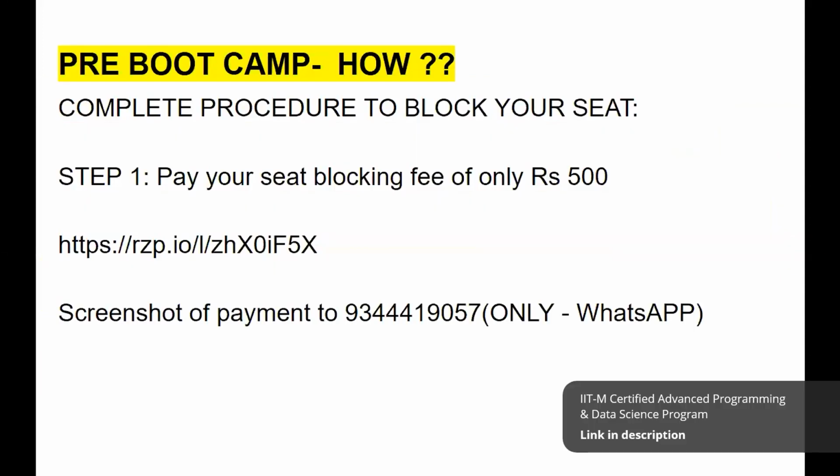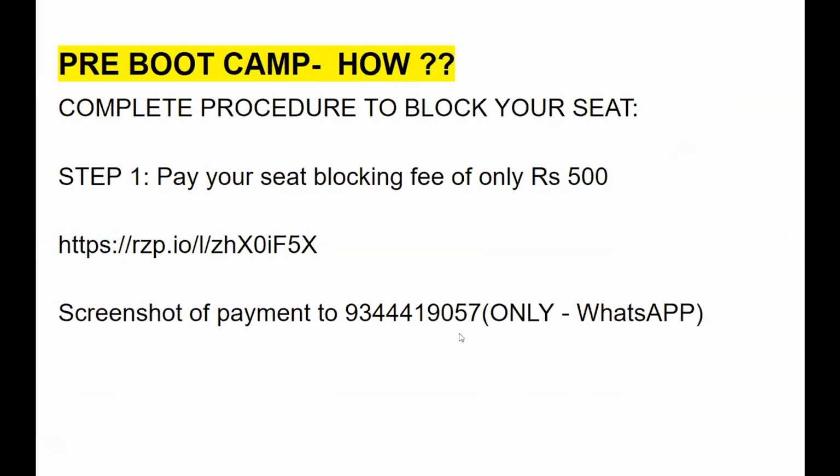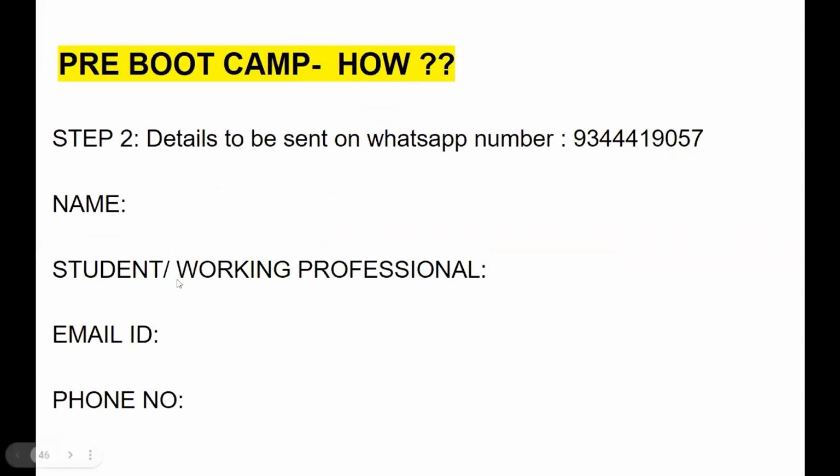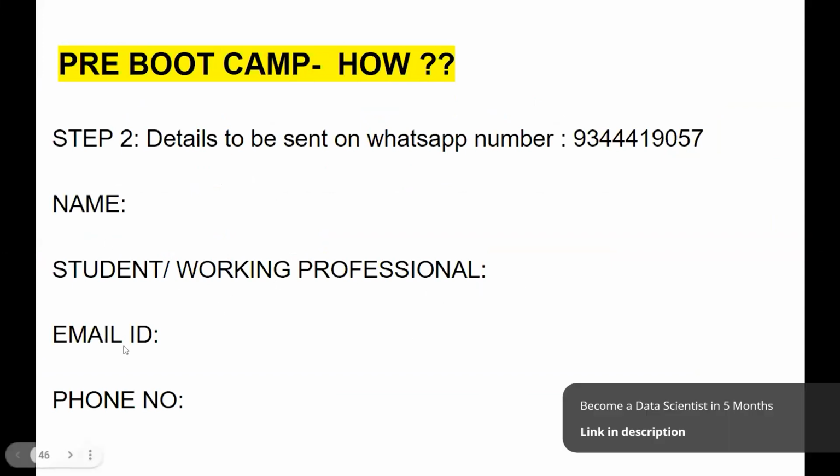I'll be dropping in the chat box how to register. This is the complete procedure to block your seat. You'll have to pay 500, and our team will share the link on how to take it forward. A screenshot of the payment has to be shared on the specified number given to you. These are the details required, guys: name, whether you are a student, working professional, or looking for a job, email ID, and phone number, to be sent on WhatsApp to this particular number.